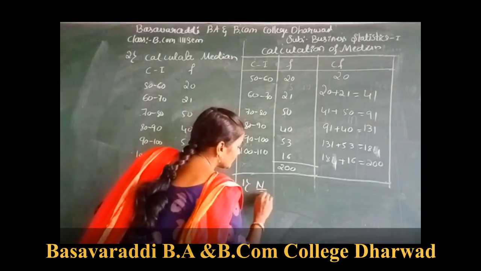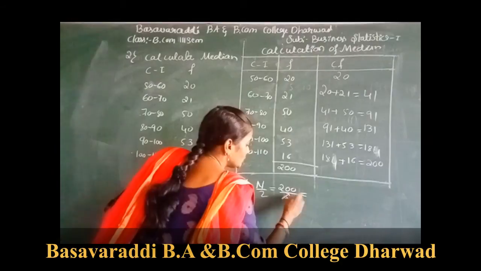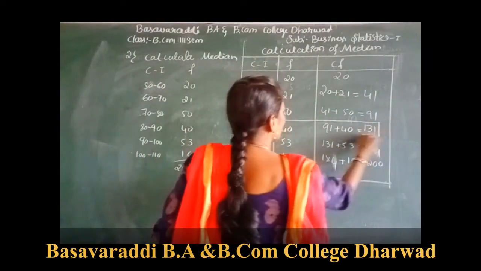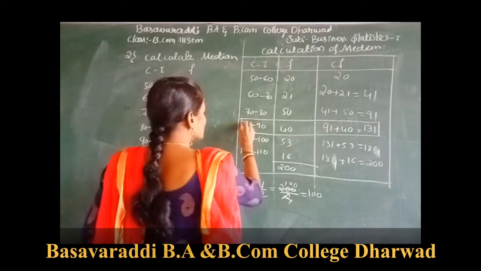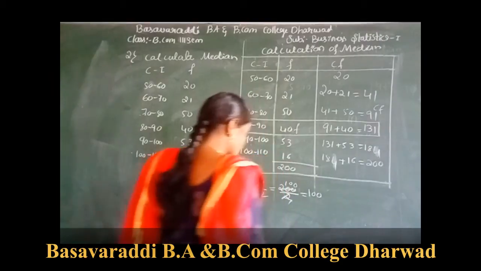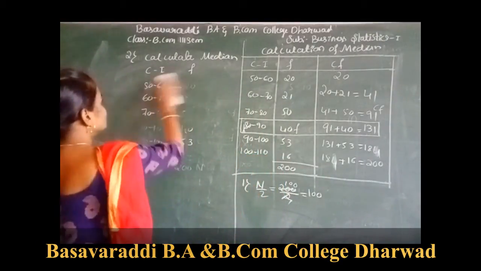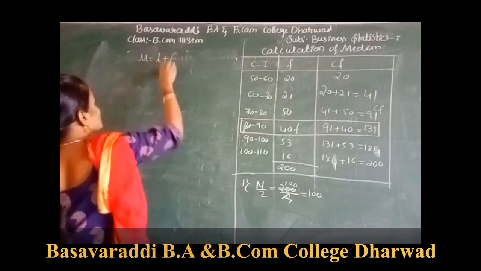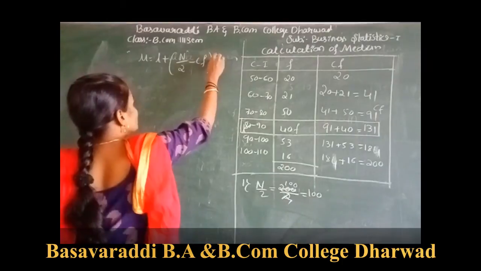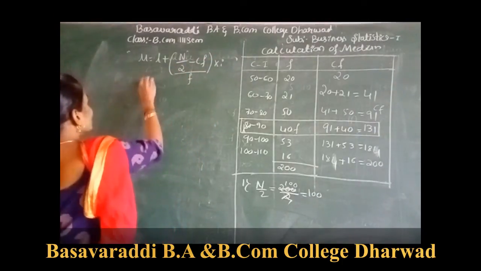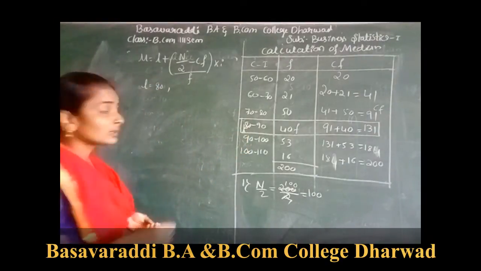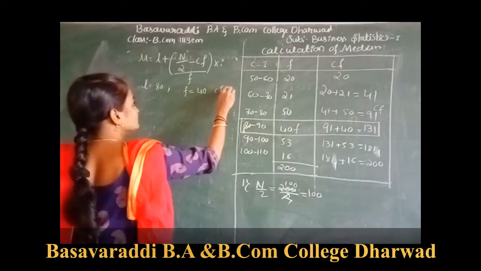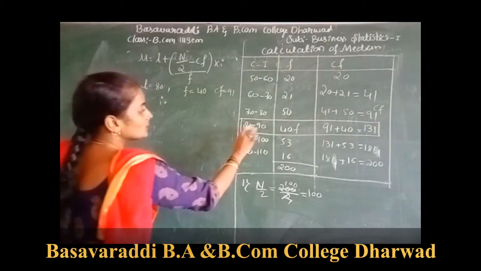First step, calculate n. N by 2, 200 divided by 2, 100. So, the 100th value comes here in the cumulative frequency column. This is L, frequency, cumulative frequency. Okay, let us find out the median. Median is equal to L plus (N by 2 minus CF) into I divided by F. Here L is 80, the lower class limit. Frequency is 40, cumulative frequency is 91. I is the difference between these two, 10.